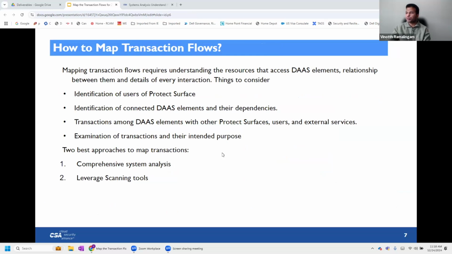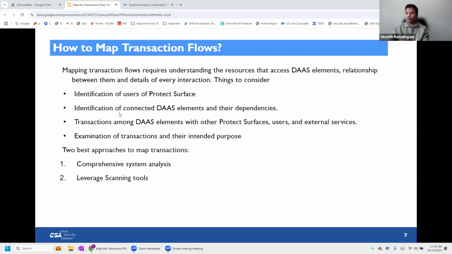Moving on, so how to map transaction flows? Again, there have been various ways to do that. The best possible recommendation that we have laid out, based on what you have called out in the NASDAQ report and other references, John, is to start with your product surfaces, identify its users, and identify the connection between the DAAS elements and their dependencies. So identifying dependencies is one of the key pieces that we are calling out here. Know who your DAAS elements are talking to, derive that.